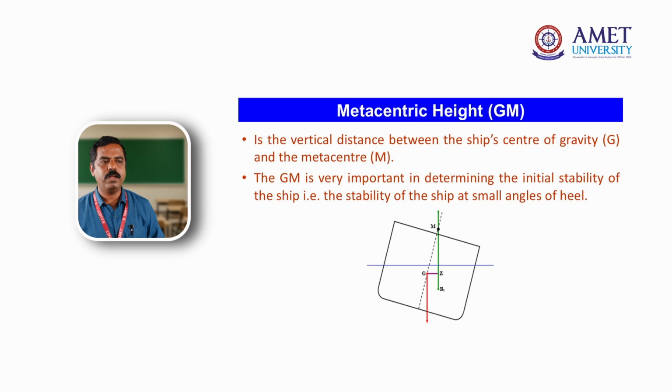So GM is the vertical height between the center of gravity and the metacenter. This vertical height plays an important role for the vessel, which may be in a stable condition, an unstable condition, or a neutral condition. The initial metacentric height is very, very important for a vessel as far as stability is concerned. So G plays an important role, and M also plays an important role. Basically, the metacentric height plays an important role for a vessel.